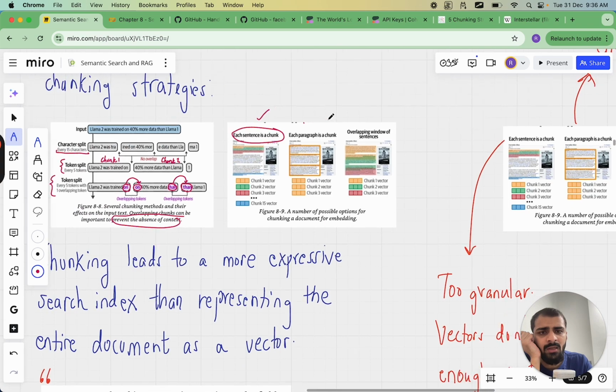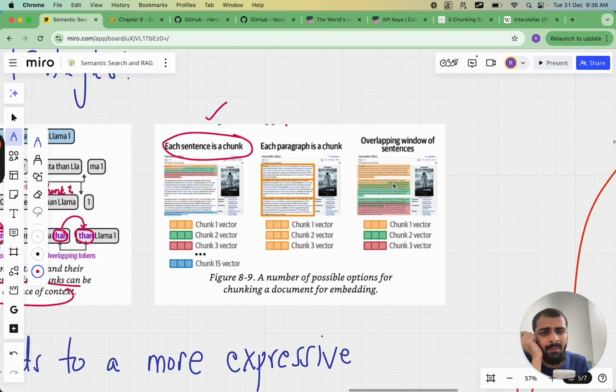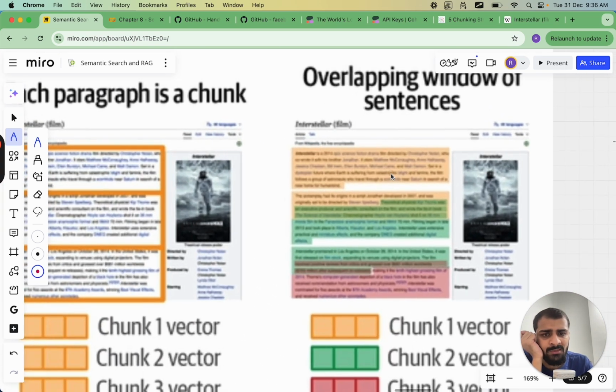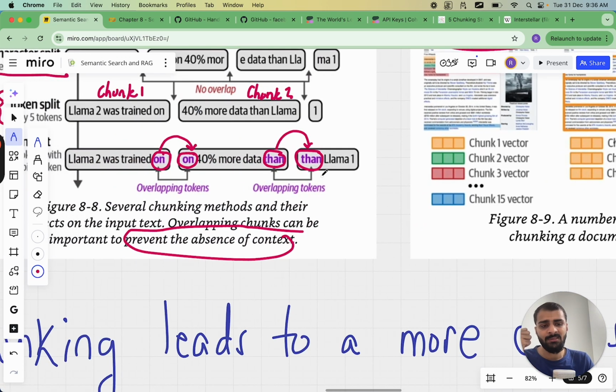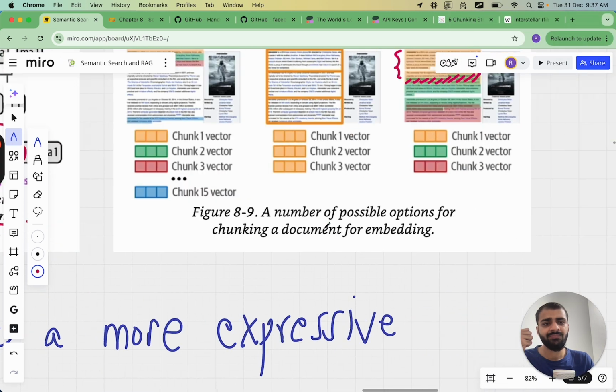And the third is overlapping window of sentences, as you can check over here. So instead of just taking separate paragraphs, we do overlap between different chunks. See, the yellow chunk and the green chunk here are overlapping, right? This much is the overlap. And as I told, overlap is good because then it retains the context. It prevents the absence of context, rather.